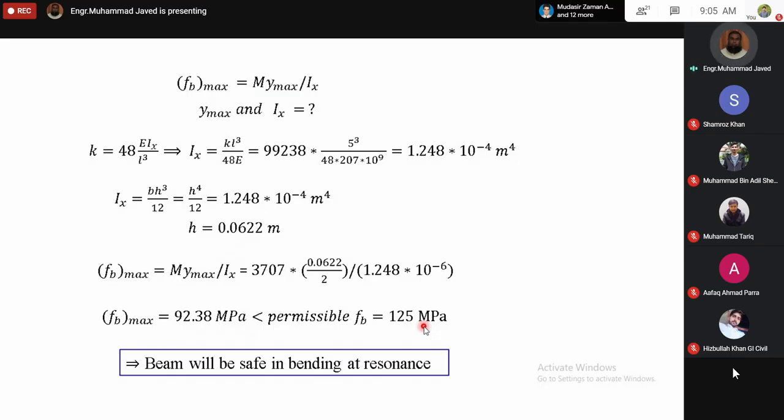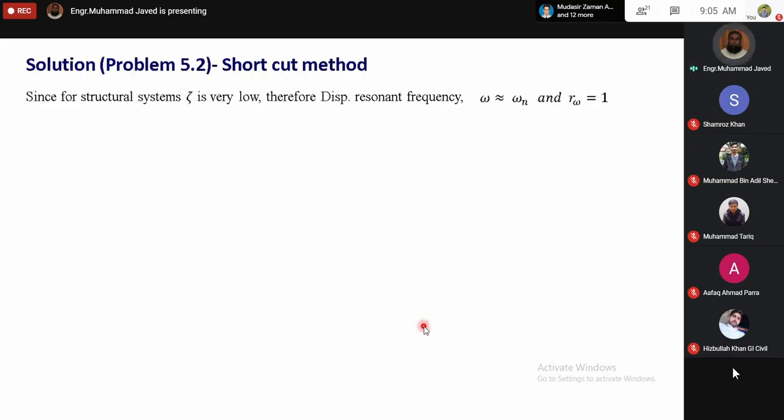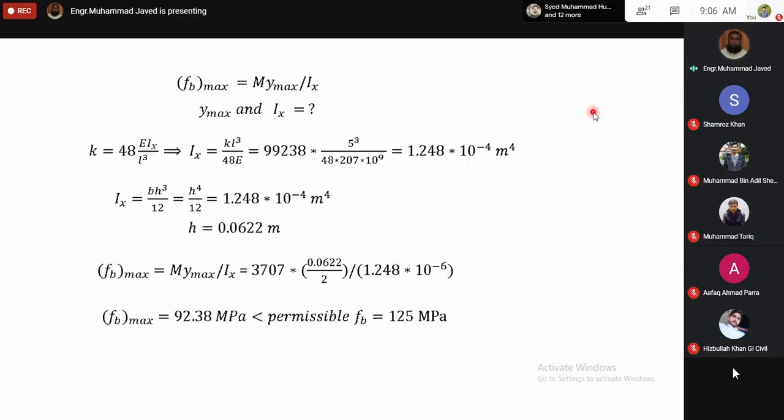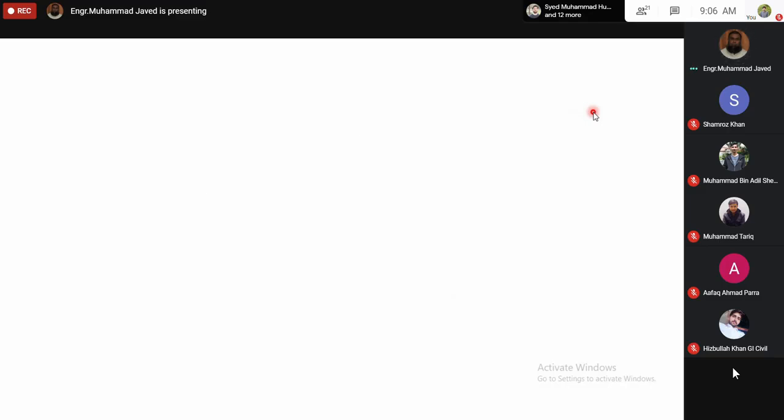The same problem can be solved by a shortcut method. When the damping ratio is not too high, displacement resonant frequency omega is equal to omega n, and R omega is almost equal to 1. So if we use this shortcut method, repeat the same procedure that you did before.